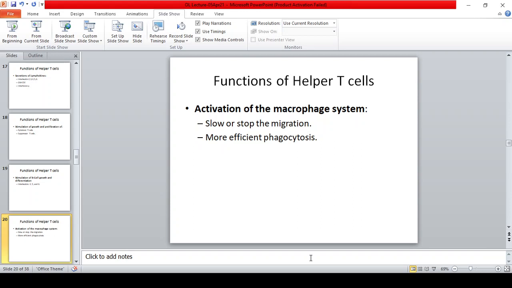Another function of helper T cells is the activation of the macrophage system. Firstly, they slow or stop the migration of the macrophages after they have been chemotactically attracted into the inflamed area. And secondly, they activate the macrophages to cause far more efficient phagocytosis, allowing them to attack and destroy the invading bacteria or any other tissue destroying agents.